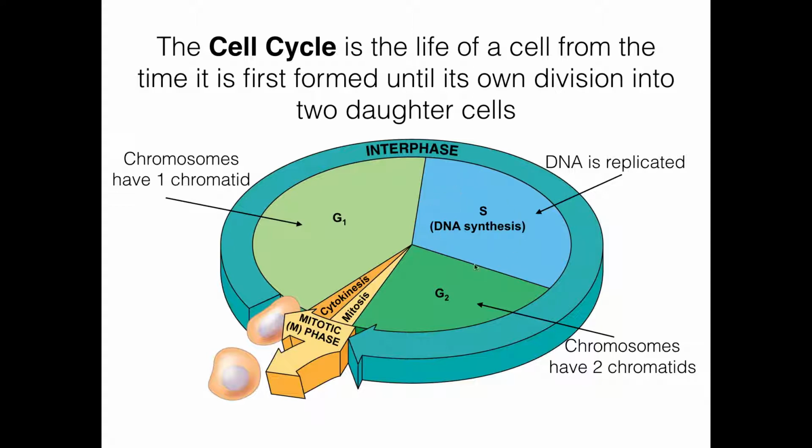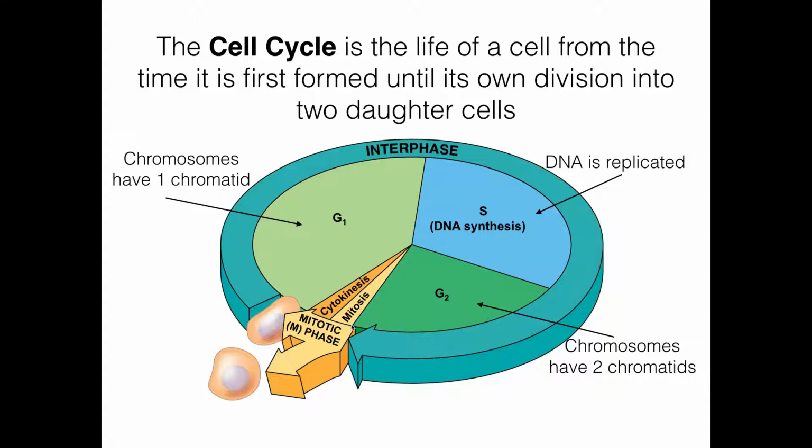After the DNA is replicated, you enter into the second gap phase. This is where the cell is ready to reproduce, right? It can't reproduce until after it's doubled its DNA. Now it is in the second gap phase. It's basically waiting for a signal that tells it, all right, you can go ahead and reproduce. When it gets that signal, it enters into mitosis.